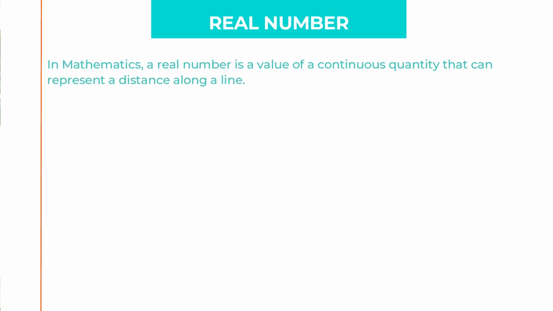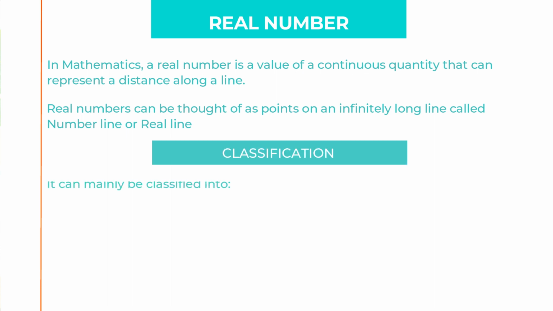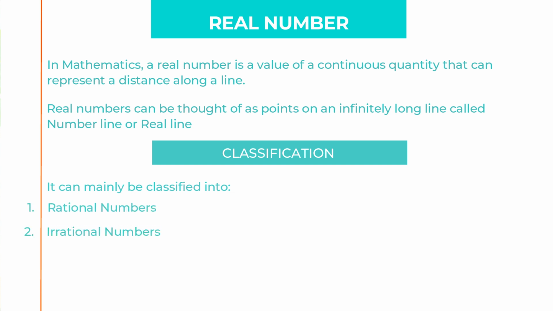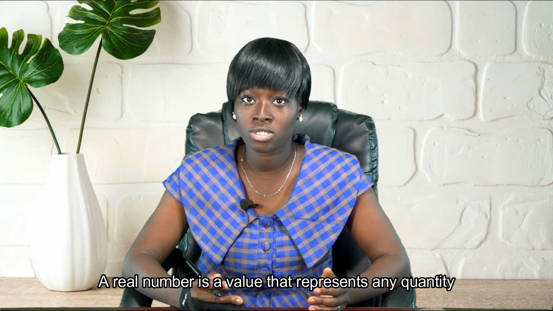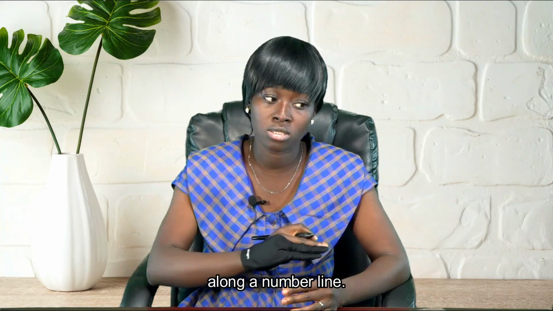In mathematics, a real number is a value of a continuous quantity that can represent a distance along a line. Real numbers can be thought of as points on an infinitely long line called the number line or the real line, and they can mainly be classified into the rational numbers and the irrational numbers. So real numbers are values that represent any quantity along the number line.